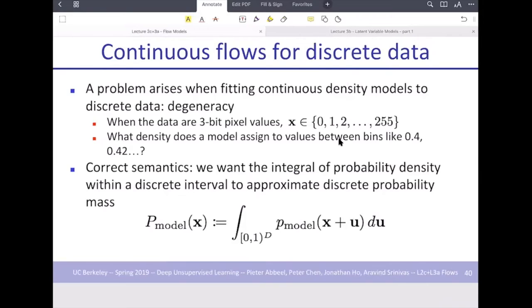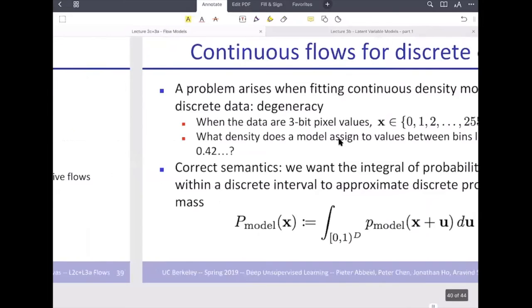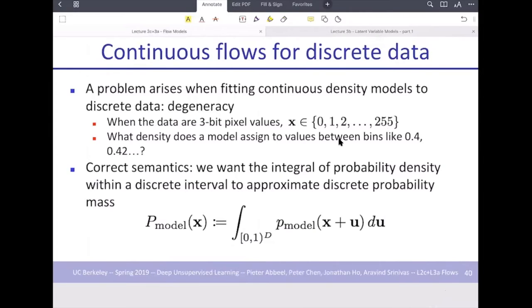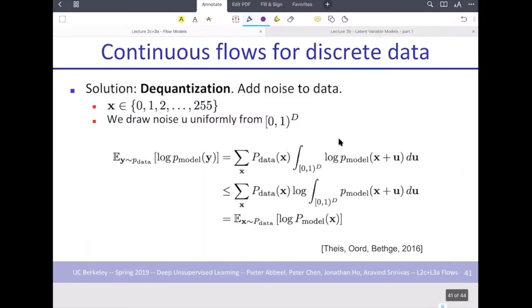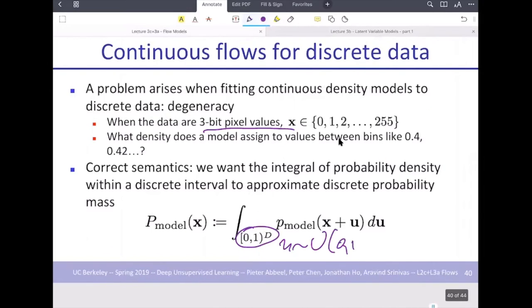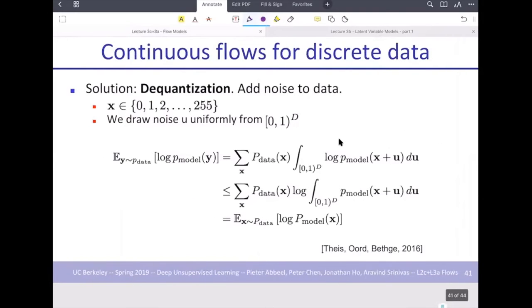So I guess the last part we will cover is the idea of dequantization. If we have image data that is discrete, what happens when you have continuous data? Because the pixel values of images are discrete, a problem arises, which is degeneracy. So we want the integral of the probability density to approximate the discrete probability mass. Basically, we add noise to it, like over here. This is uniform noise, so U follows Uniform(0, 1). And this solves the dequantization problem because now you have noise added to the data.